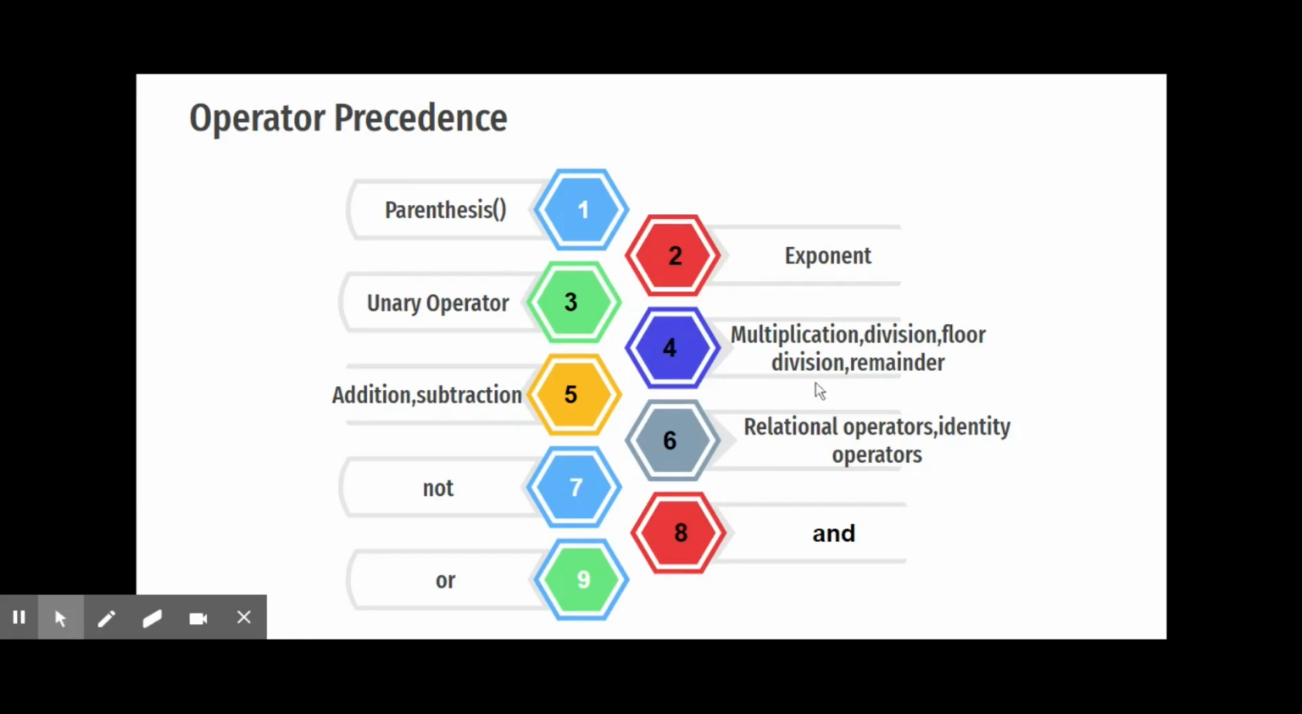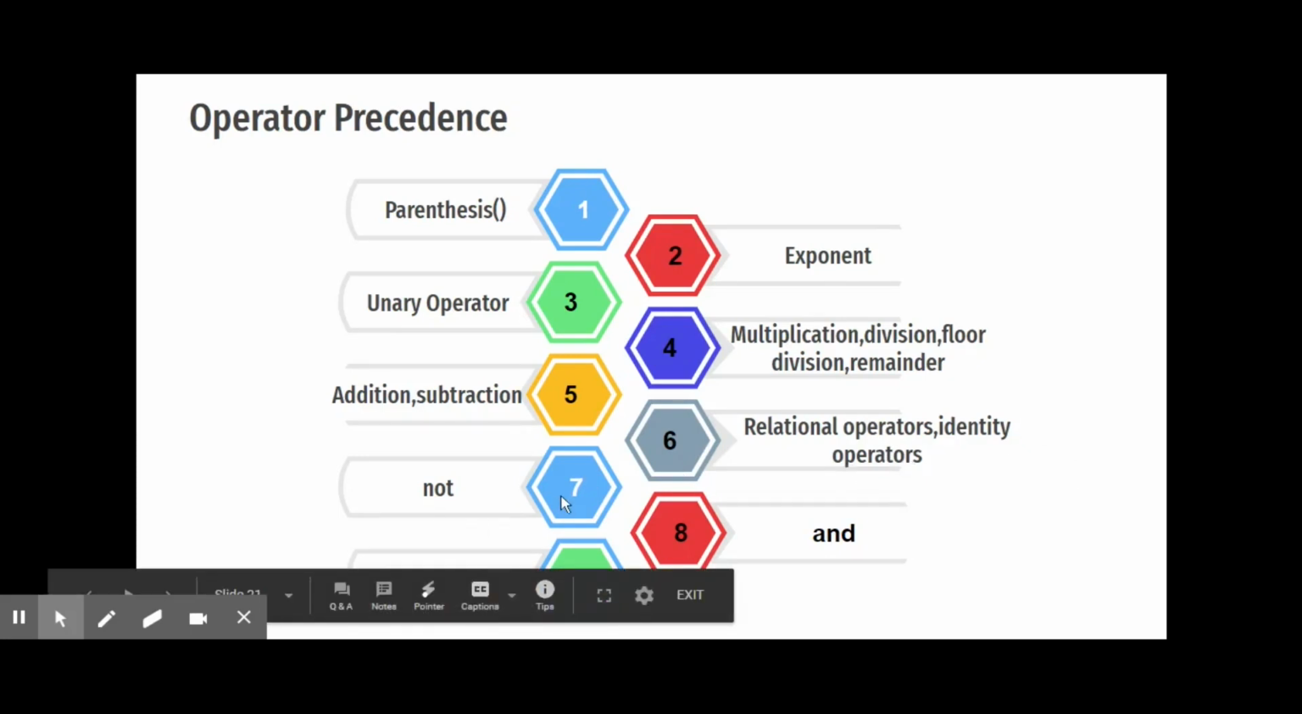The fourth is multiplication, division, floor division, remainder. All of them come under the same fourth part. Fifth is addition, subtraction. Sixth is relational operators, identity operators. Seventh is not. Eighth is and, and ninth will be OR. Here the order is from highest to lowest, so 1 being highest and ninth being the lowest.